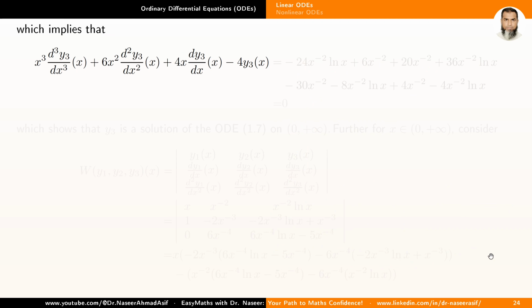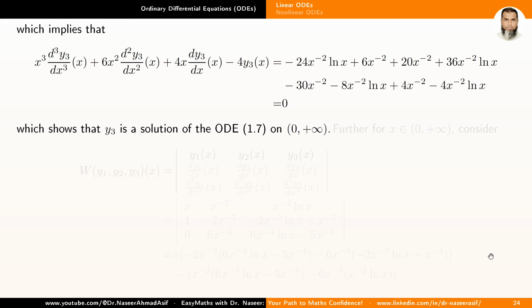So we have x cube d3 y3 by dx cube of x plus 6x squared d2 y3 by dx square of x plus 4x dy3 by dx of x minus 4y3 of x is equal to minus 24x epsilon minus 2 log x plus 6x epsilon minus 2 plus 20x epsilon minus 2 plus 36x epsilon minus 2 log x minus 30x epsilon minus 2 minus 8x epsilon minus 2 log x plus 4x epsilon minus 2 minus 4x epsilon minus 2 log x, which is equal to 0. Which shows that y3 is a solution of the ODE 1.7 on the open interval 0 to plus infinity.